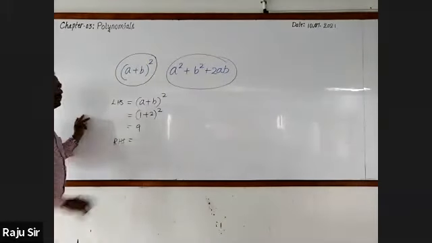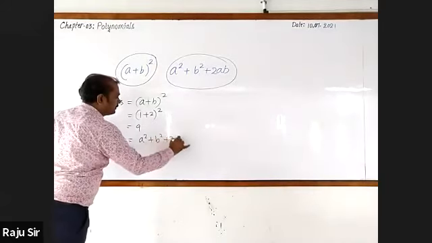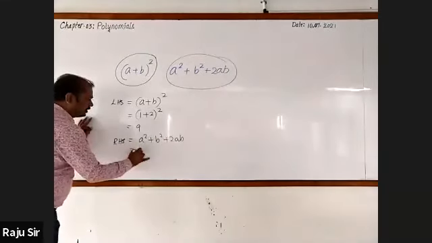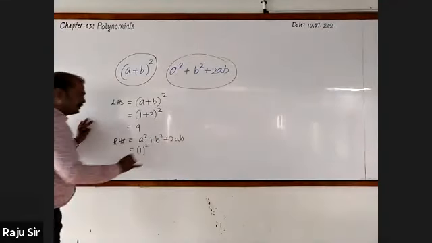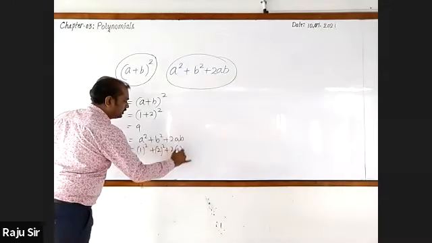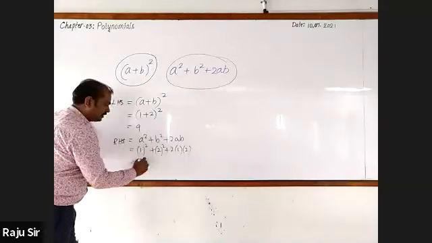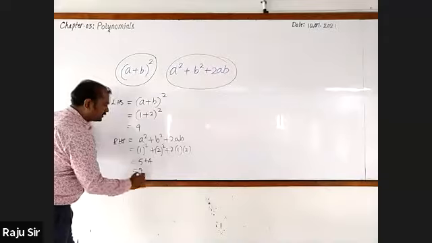Let me take the other part, which I consider as the RHS, where RHS is a square plus b square plus 2ab. Let me substitute 1 in place of a and 2 in place of b. 1 square is 1, plus 4, that is 5, where 2 into 1 into 2 is 4. 5 plus 4 is 9.